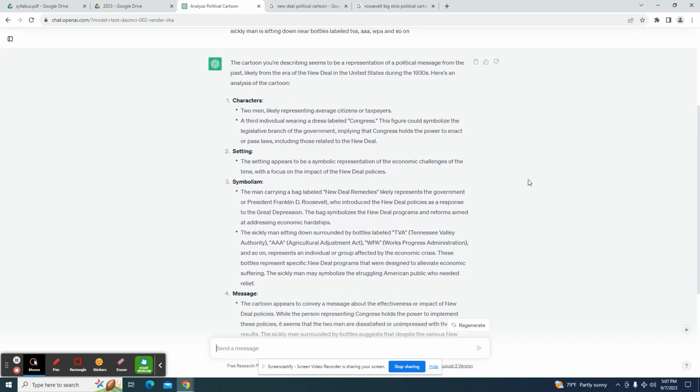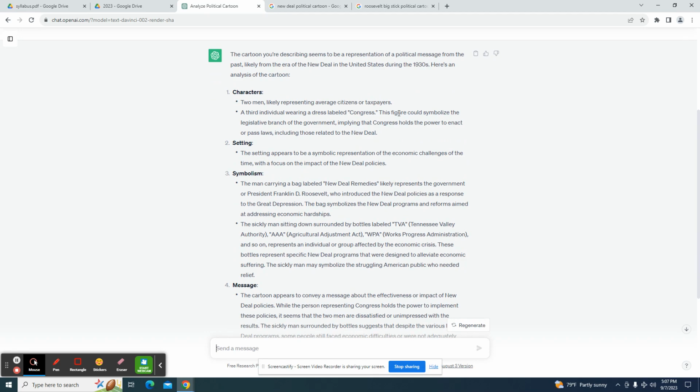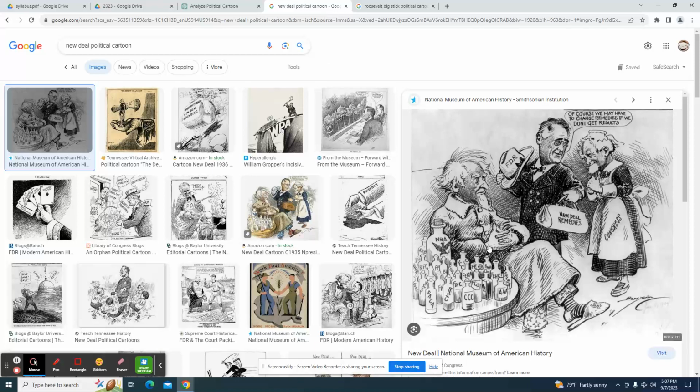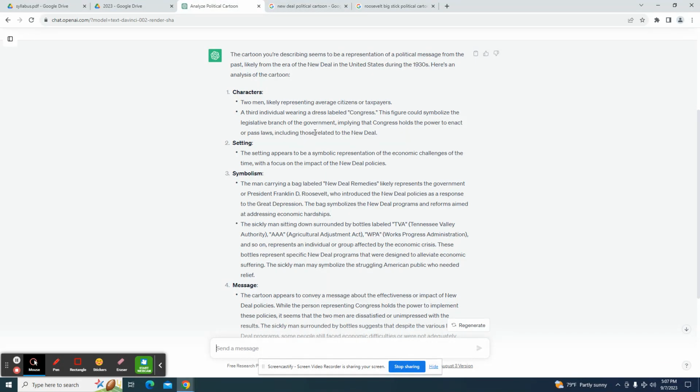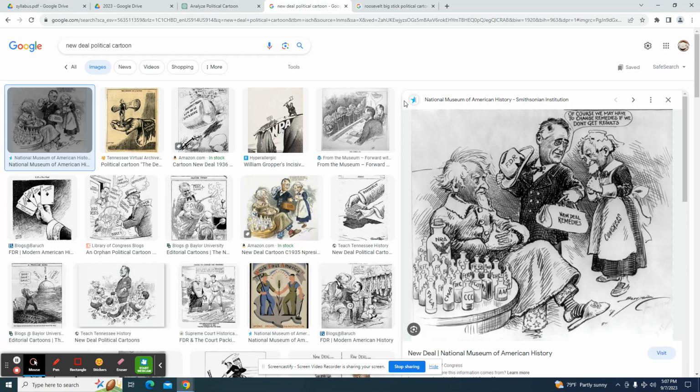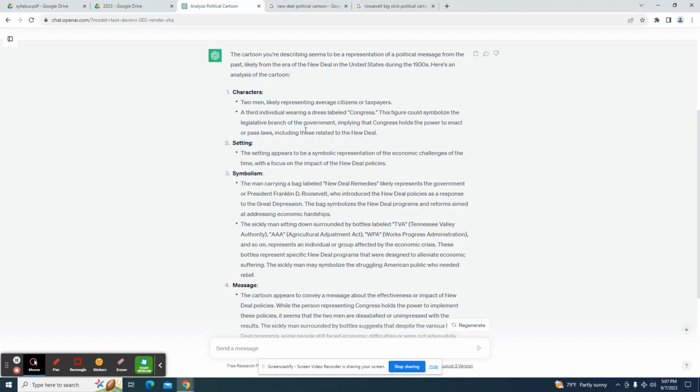All right, so let's look at these results here. Two men likely represent average citizens or taxpayers. So it's kind of getting that wrong because this is Uncle Sam. Third individual wearing a dress labeled... Oh, no, that's actually FDR. I actually could have given it the information. It does say FDR on it. So I didn't get that particular information accurate, but it's still making a guess.